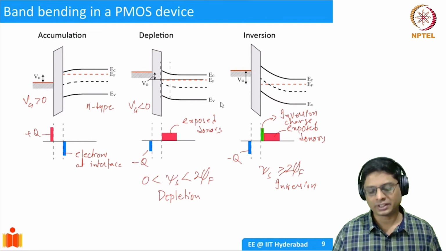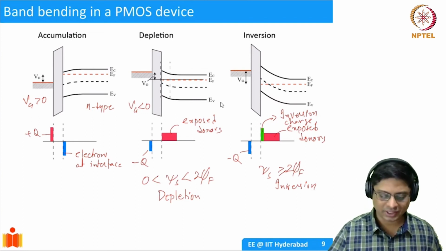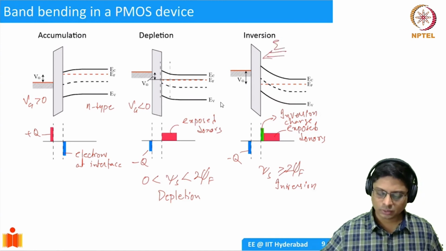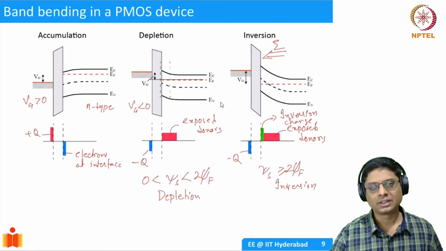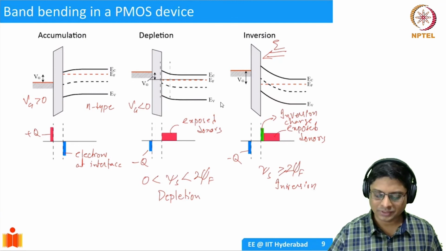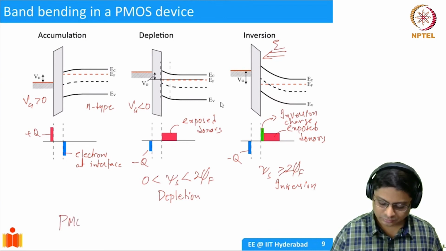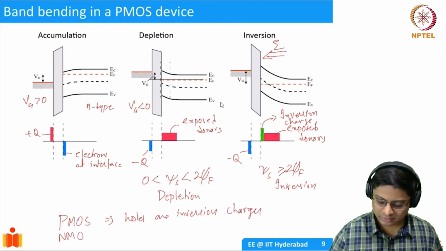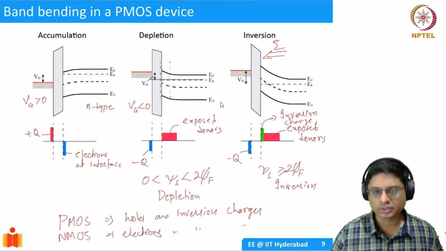When these electron hole pairs are generated, because the field is in the negative direction, this is the direction of field here, holes will come towards the interface and electrons will go into the bulk. So that's why you have these holes, and that is why we call it the PMOS device. So PMOS device implies holes are inversion charges. NMOS device implies electrons are inversion charges. That's the name.